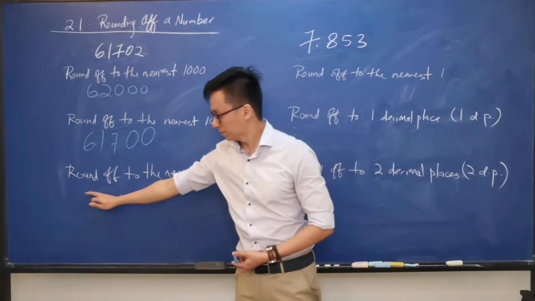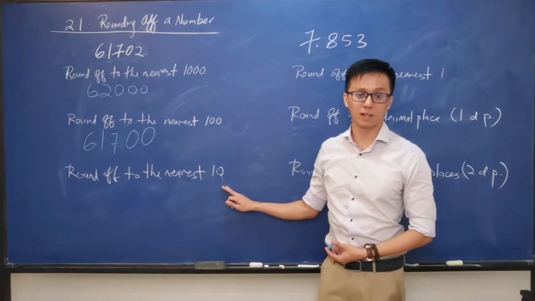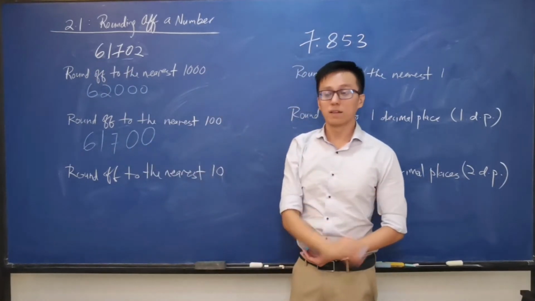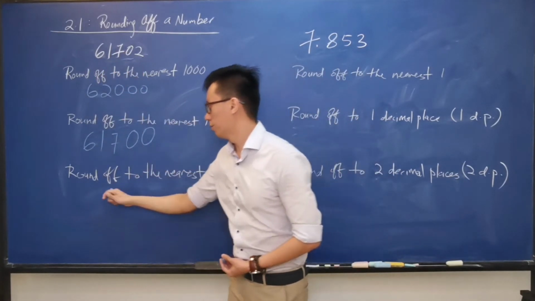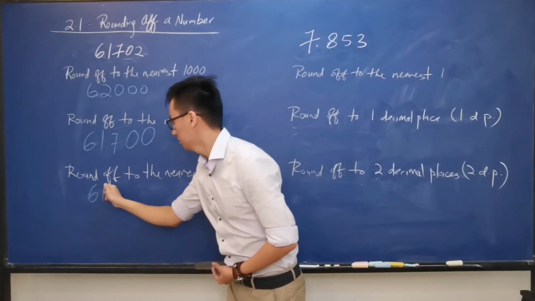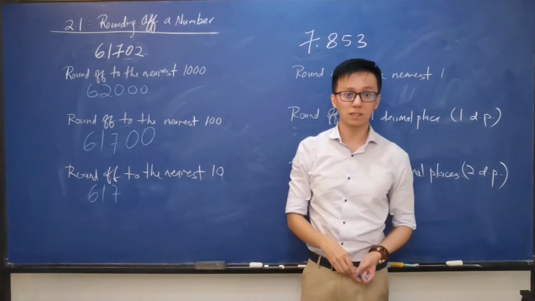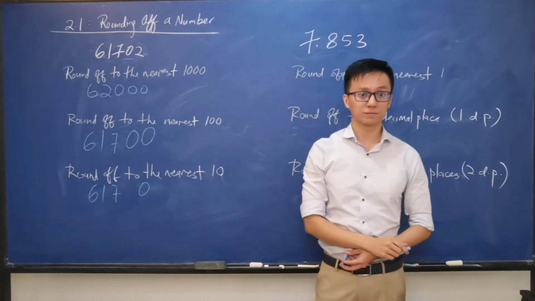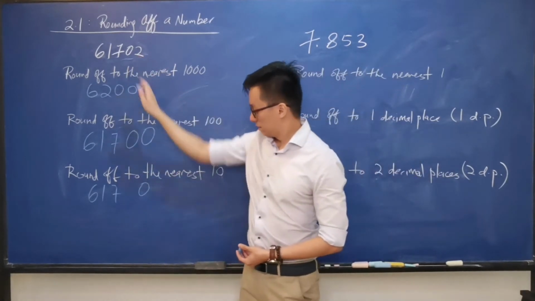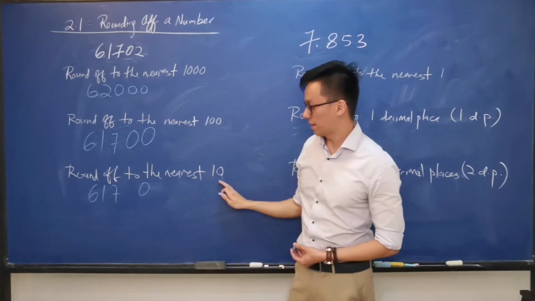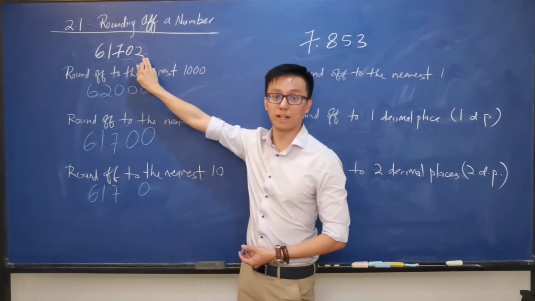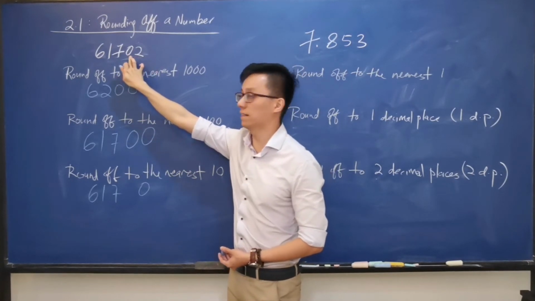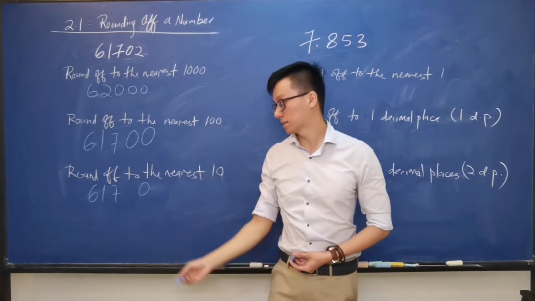How about the third one? Round off to the nearest 10. The digit at the left of 0 will remain the same, 6, 1, 7. The digit at the right of the 0 will turn to 0. So, for the nearest 10, we look at the number at the ones place. This digit is 2, which is less than 5, which means that 0 will also remain the same.